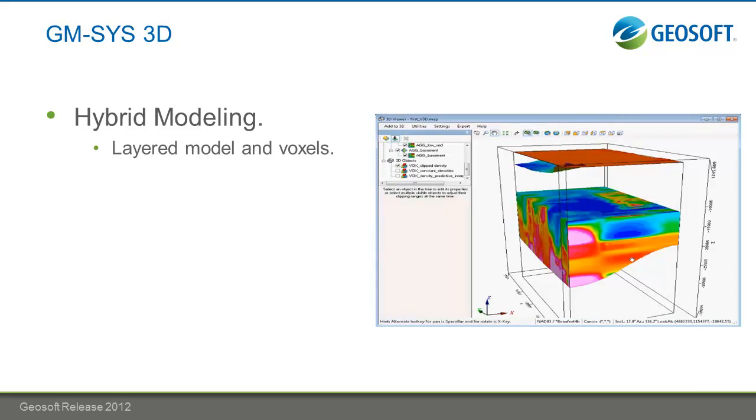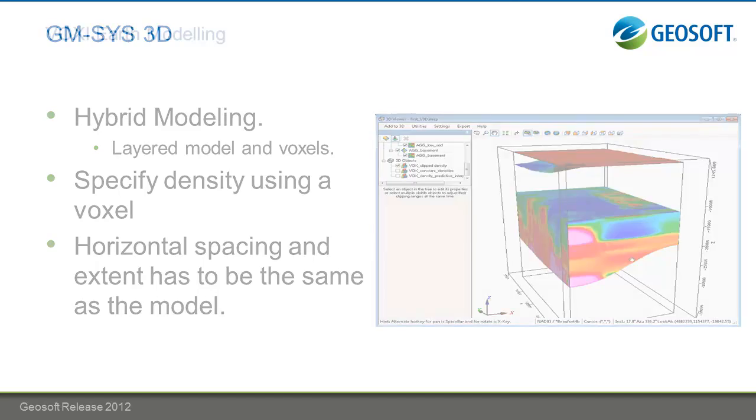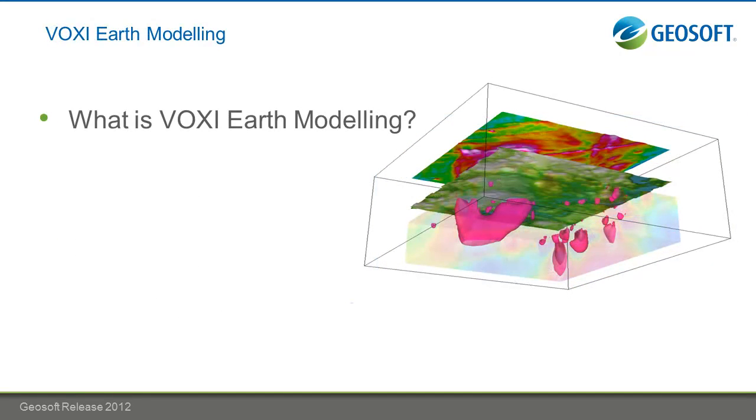Although GeoSys is a layered earth 3D modeling tool, what a hybrid model allows you to do is bring in voxels to specify the density distribution. Previously, density distribution would be consistent between layers, but now you can specify the distribution with a varying voxel. Variations in values could be represented as a horizontal grid, but now your vertical distribution in the voxel is also taken into account. 7.5 is the exciting release of Voxy Earth Modeling.